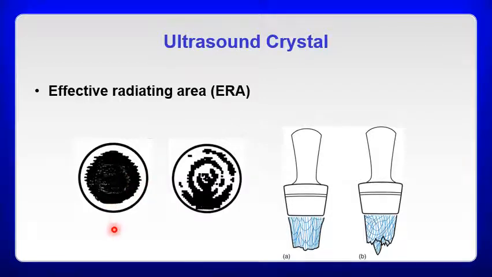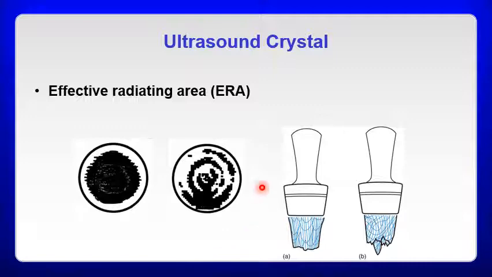And it usually is a little bit smaller. When you look at an ultrasound head, it's usually not the entire surface area of the sound head that's going to be conducting the ultrasound energy. It's usually an area that's just slightly smaller. And what you have over here is an ultrasound head that is not very effective and does not have a very good effective radiating area. So that's one point of the ultrasound crystal.